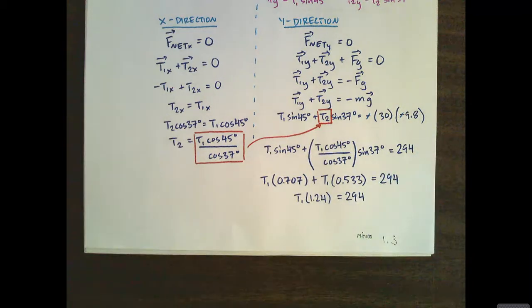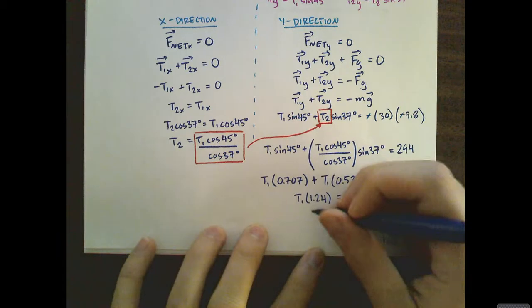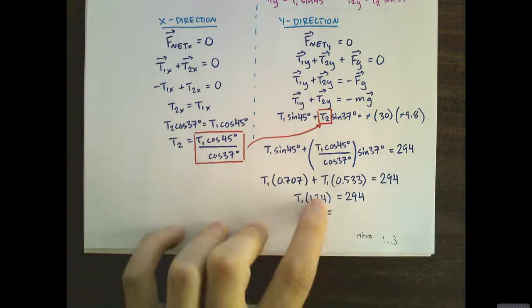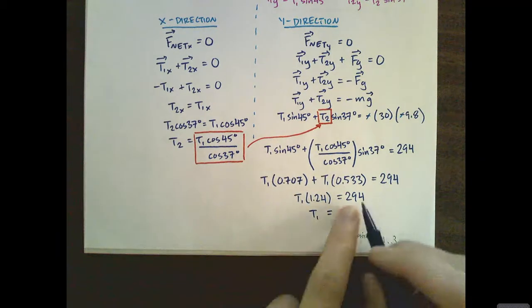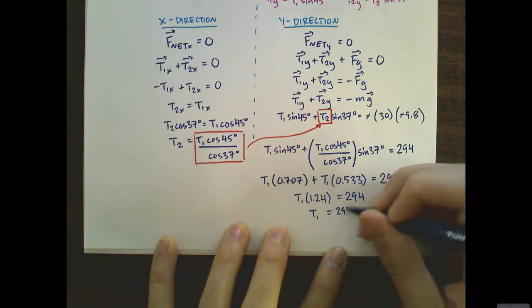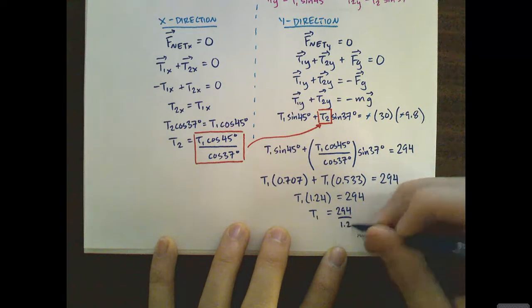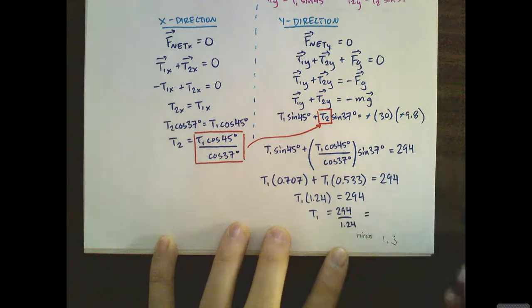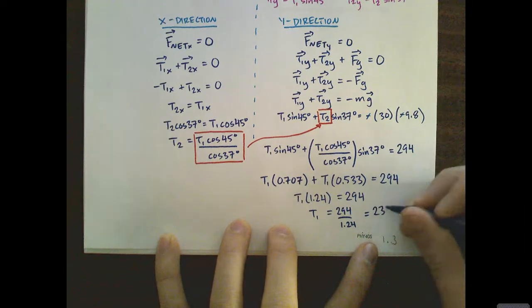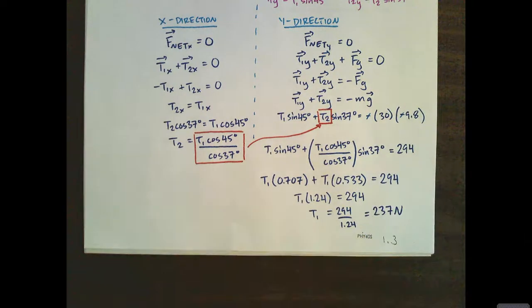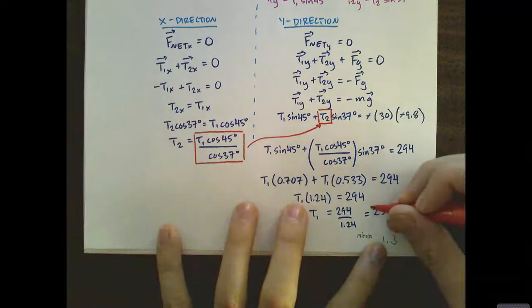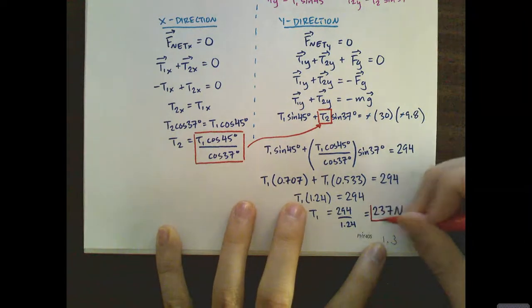Now, after all that, we have something that we can solve, right? We can find T1 now. I just divide by 1.24 on both sides. If I do 294 divided by 1.24, I get that T1 is equal to 237 newtons. So there we go. We did it. We got T1. After all of that, we've got T1.